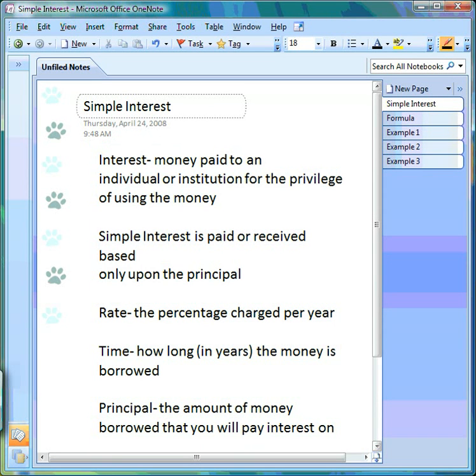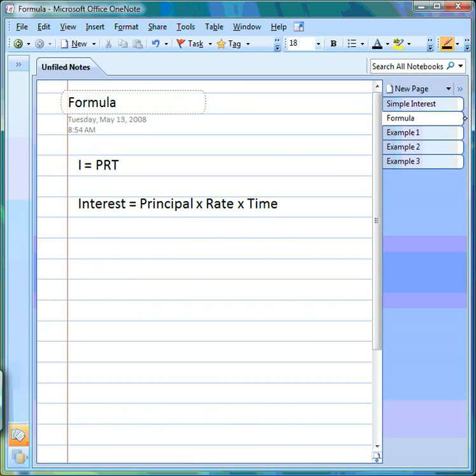Today we're going to take a look at simple interest, which is section 5 in the book. These are all vocabulary words or terms that you need to be familiar with to be successful at figuring simple interest and figuring rates and times and the such. Here's the formula we're going to be using. Interest equals principal times rate times time.